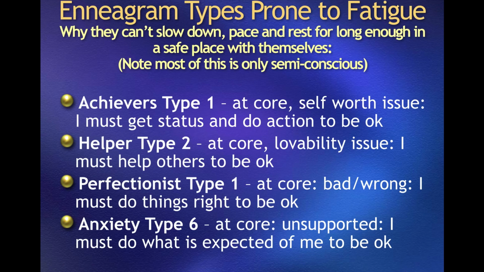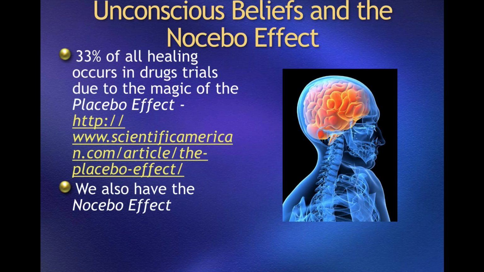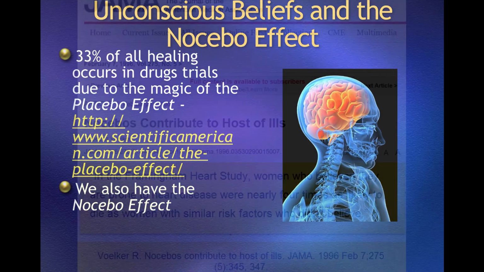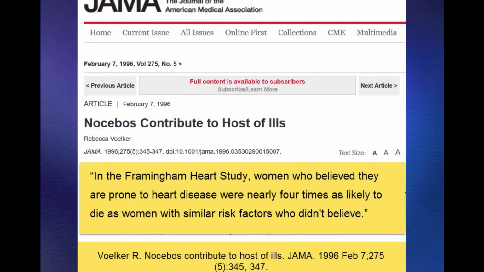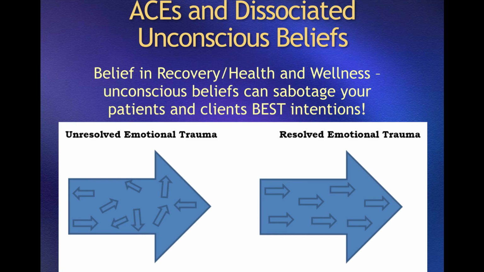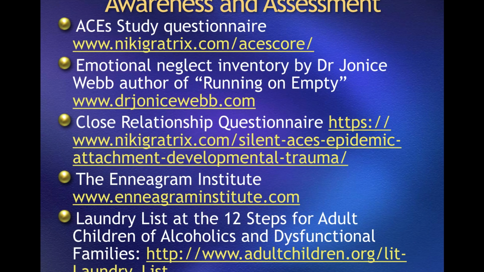A perfectionist type, I'm bad or wrong if I don't do things perfectly, creates huge stress. Anxiety types at the core, they feel unsupported. I must do whatever is expected of me to be okay, very unsafe all the time, and that's just triggering survival constantly. And just as a final note here, ACEs create unconscious belief systems. Like, you have the placebo effect, you also have nocebo. If you don't think you're going to get better, you won't. And if you don't think you deserve health, then you're likely going to manifest that, and it will sabotage everything else that you do.